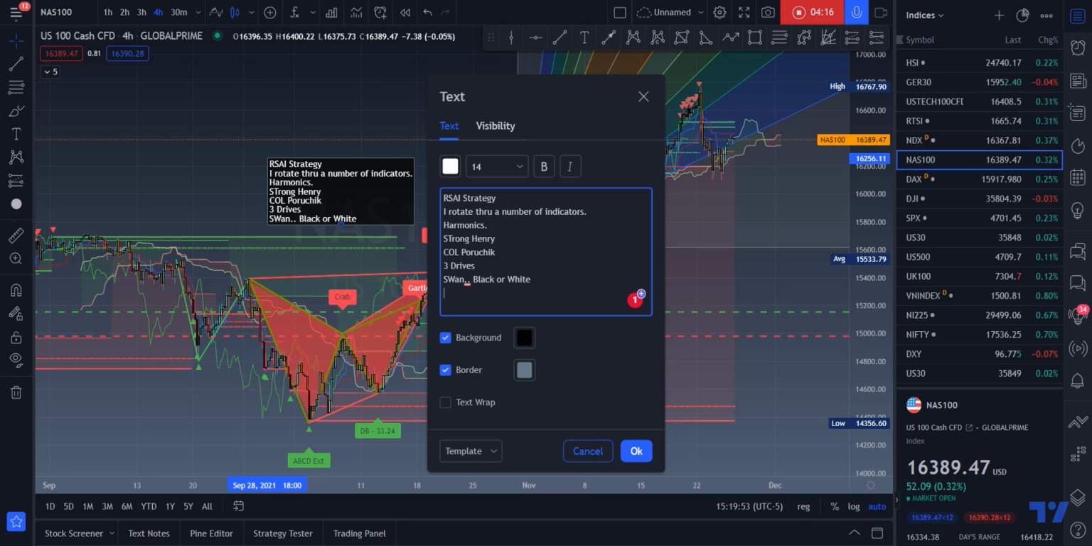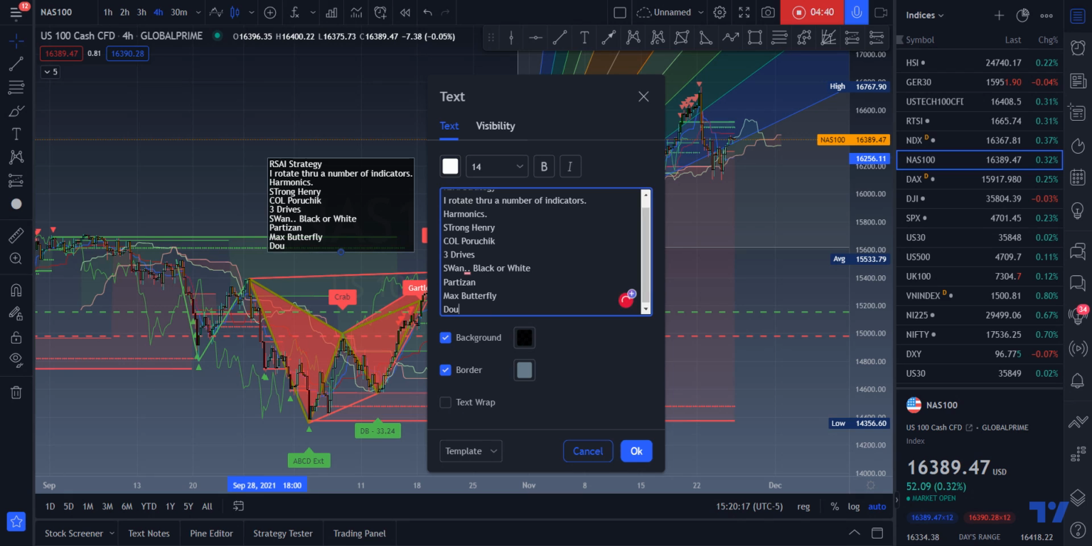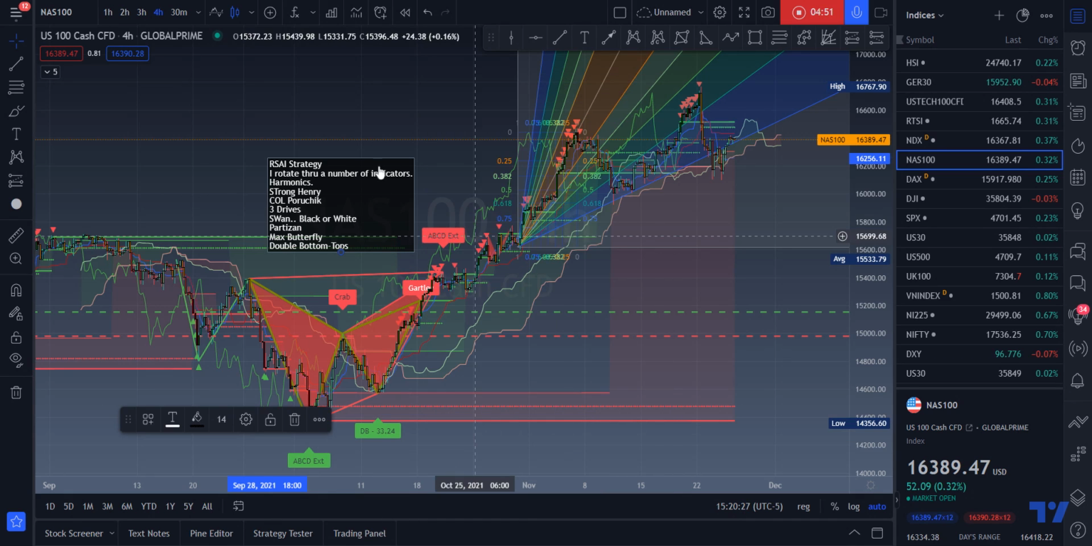Trying to think what else. Oh yes, the partisan, and like a max butterfly. There's so many. But that's just an example. The double bottom pattern is not a harmonic, but double bottoms, tops, that sort of thing.